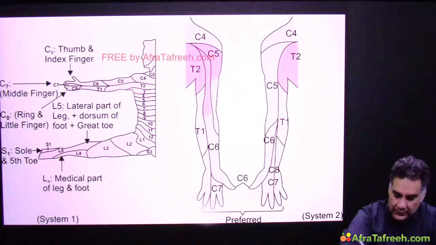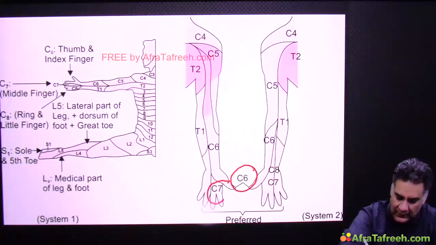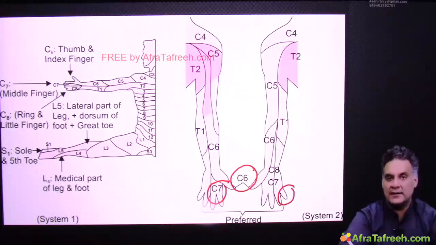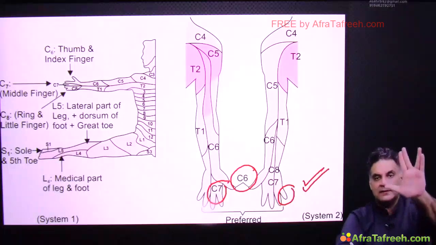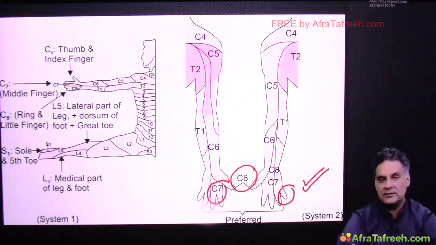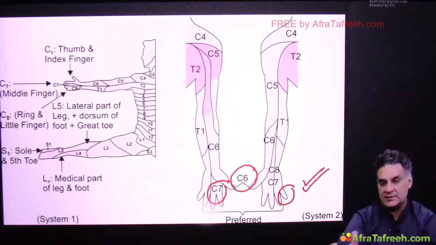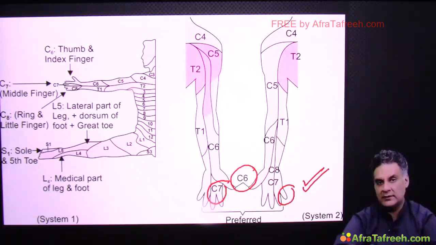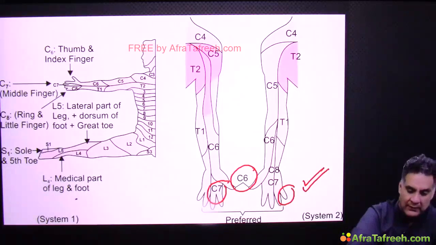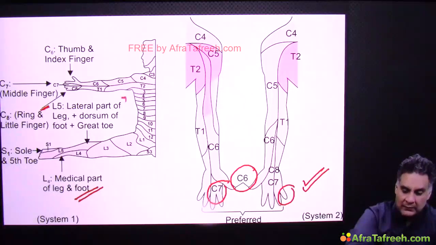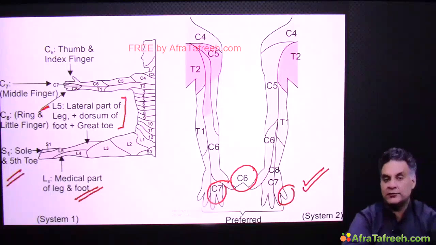In system 2, C6 is for thumb, C7 for index and middle finger, C8 for ring and little finger, as compared to this system, which is system 1. Remember, it is system 2 which is the preferred system. This is the way, remember, trident hand. In the lower limbs, the system is the same for both nomenclatures. L4 is the medial aspect of leg and foot. L5 is the dorsum of the foot, great toe all around. S1 is the sole of the foot, little toe all around. So that's how L4, L5, S1 supply. L4, medial part of leg and foot. L5, lateral part of leg, dorsum of great toe. S1, sole and the fifth toe.